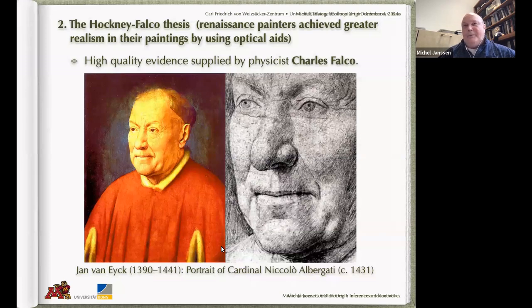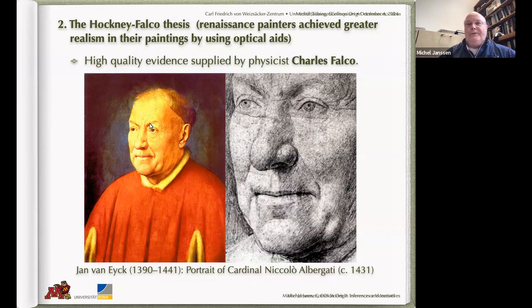Now Hockney just did this by eyeballing. And I think the high quality evidence is actually supplied by the physicist Charles Falco. And it's the same sort of thing that we saw with Newton: the best evidence is not, oh, this looked very lifelike. No, it's where there are deviations from this sort of ideal. That's what's telling. And here's an example of this, and I'll let Charles Falco, who posted a little movie that I'll play for you, explain it.